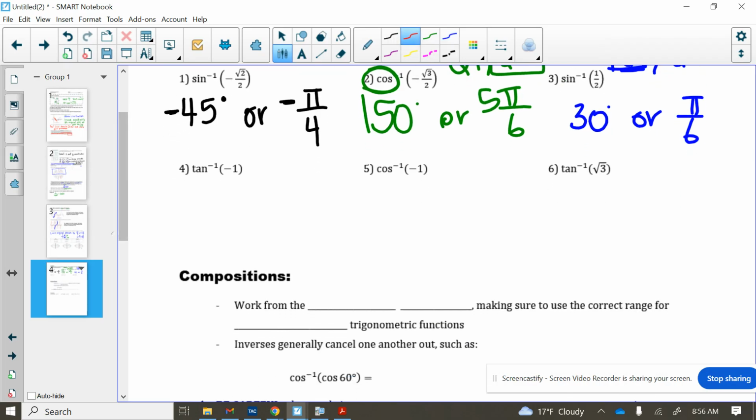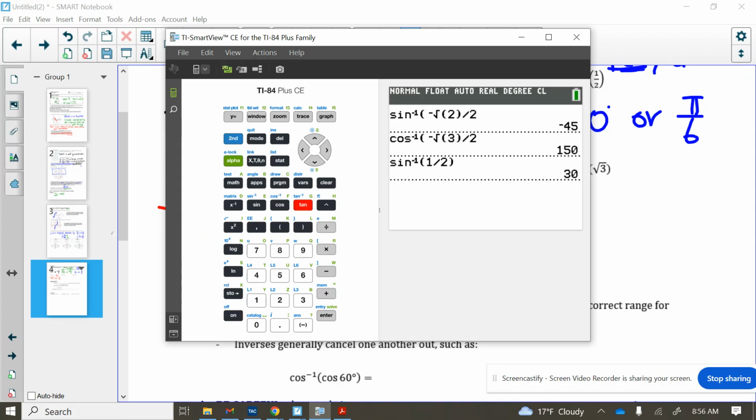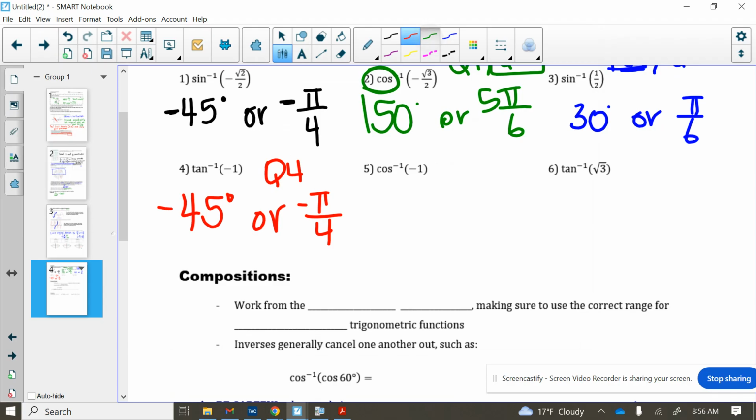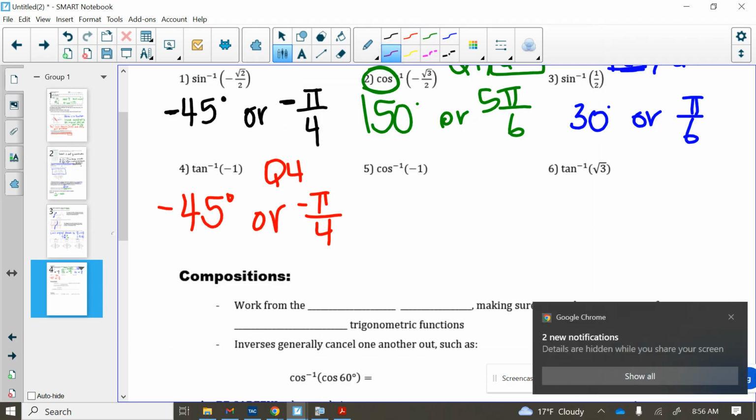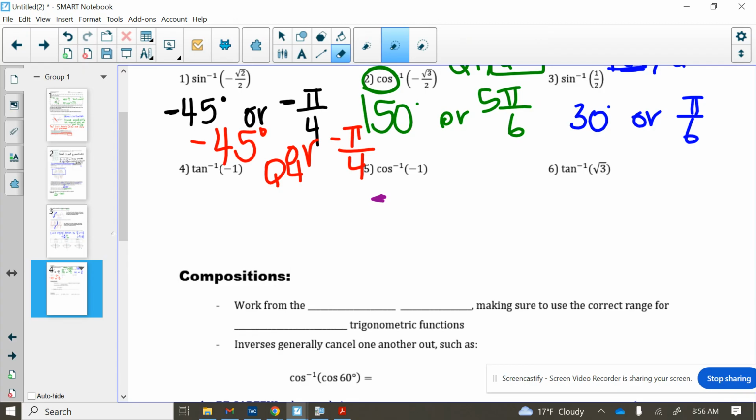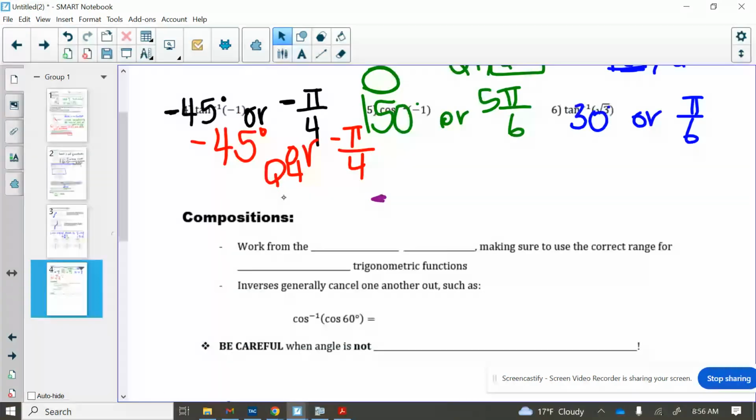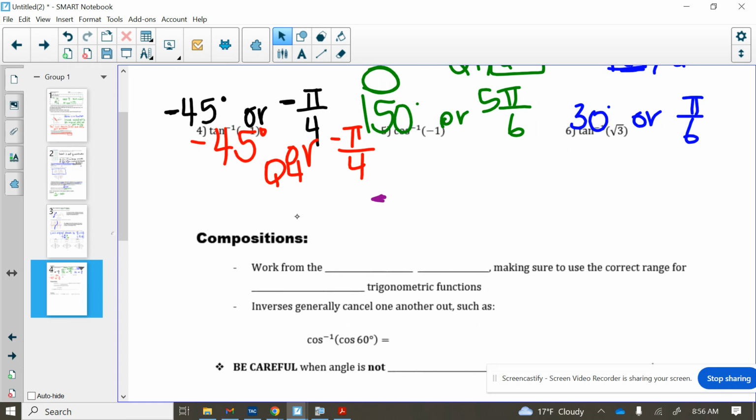Tan inverse, tan is going to be, again, quadrants 1 or, in this case, 4, since it is negative. That's at negative 45 degrees or negative pi over 4. Again, we can always double check. Tan inverse of negative 1. And then cosine of negative 1 is going to happen over at negative 180 degrees or negative pi is another way to think about that.